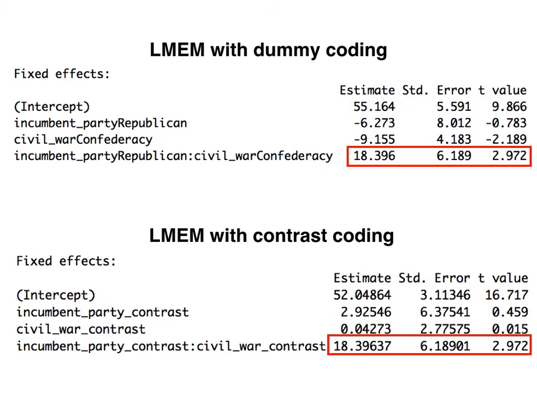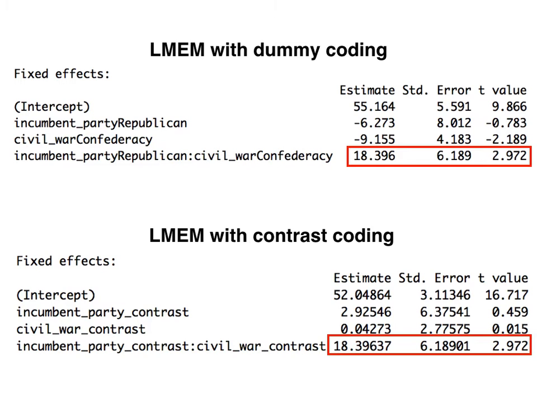Now let's take a look at the interaction. The values for the interaction are basically identical across the two models, because for the interaction, the same comparison is being made. Changing coding to contrast coding should only change the estimates that are affected by baselines, which the interaction is not.